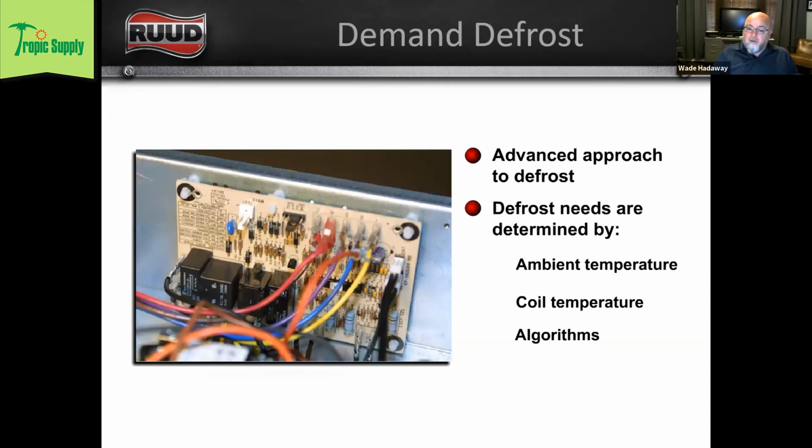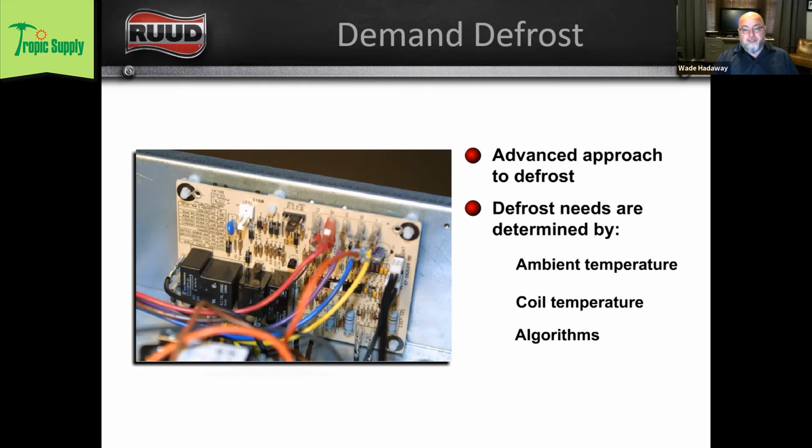So what demand defrost looks at is ambient temp. So what's the temperature outside? It looks at coil temp. What's the temperature of the cooling coil? And then there are certain algorithms, proprietary sliding scales or windows, that we look at: outdoor temp, coil temp, historically how long it has taken to go into defrost, and what that delta can be between coil temp and outdoor temp. That's when we go into defrost.